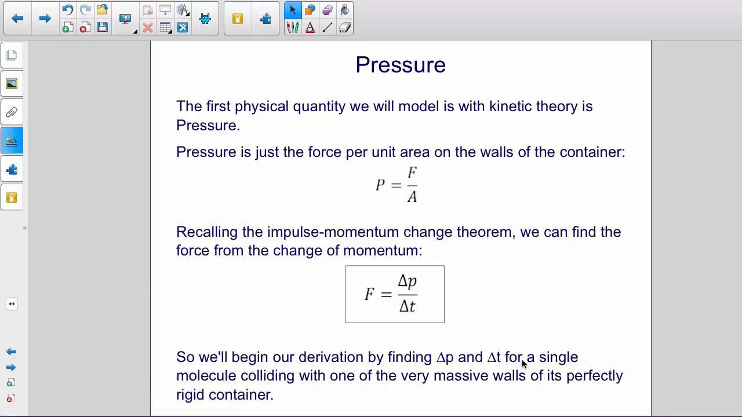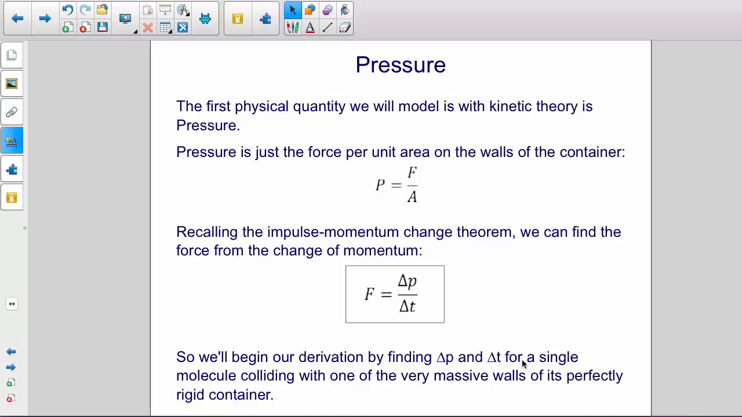The first physical quantity we can model with kinetic theory is pressure. Pressure is just the force per unit area on the walls of the container. We can write pressure as P equals F divided by A, F being the force, A being the area upon which the force is applied.